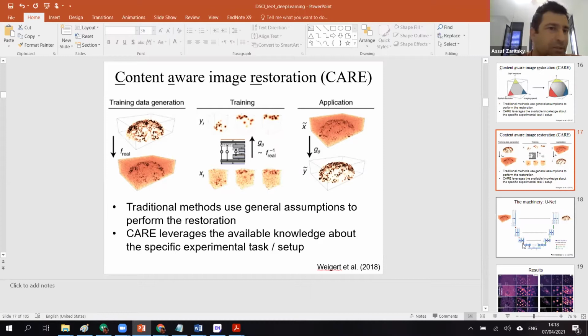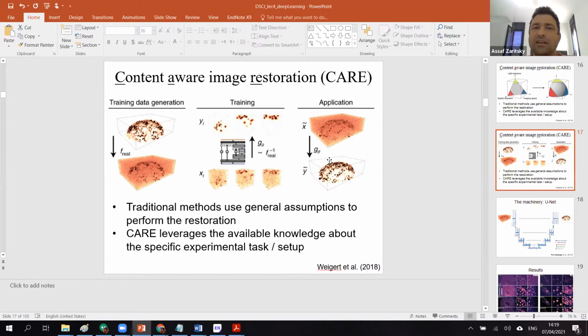Okay, so I remind you what the idea of content-aware image restoration was. Here you can see my marker, my mouse? On the bottom, you see a low-resolution image, a bad image. On the top, you can see a good image, an image with a lot of laser power or a lot of exposure time. What they did basically is take the high-resolution, better image and artificially reduce its quality. This is what you see here on the bottom. Now they train a network to map the low-quality images to the high-quality images. Then they can use this model to take input low-quality images and map them into high-quality images. So this is basically the idea.